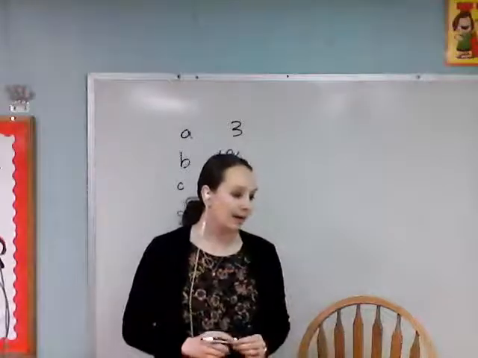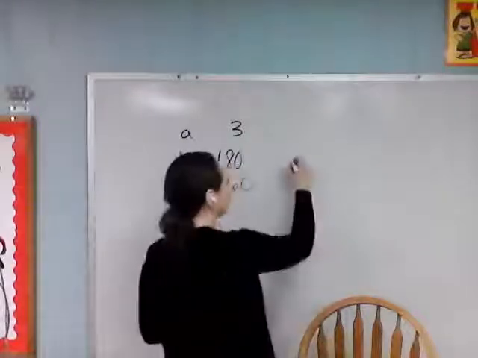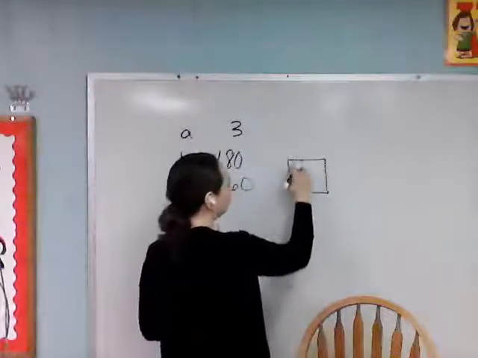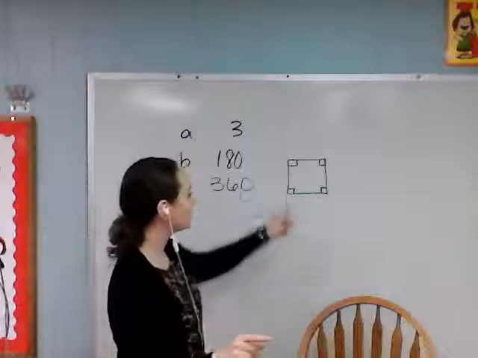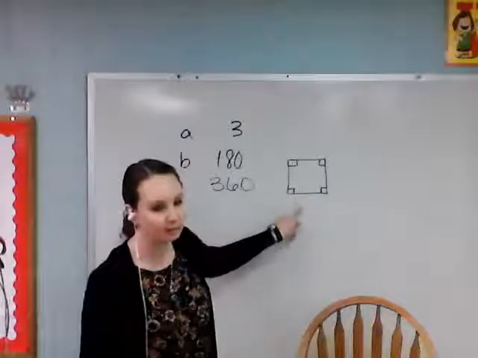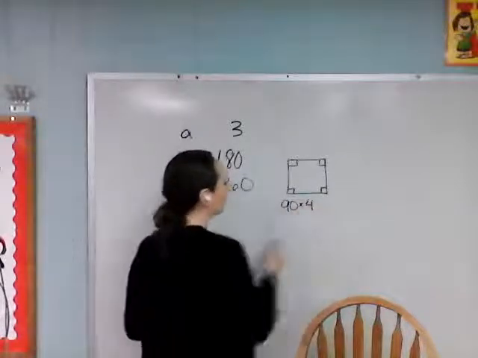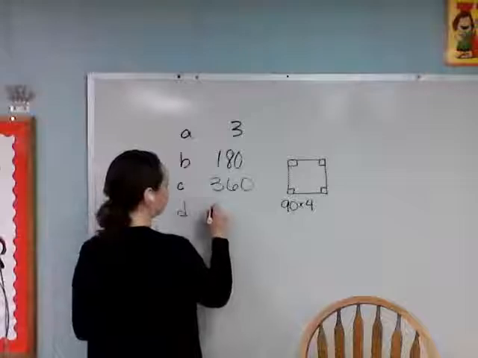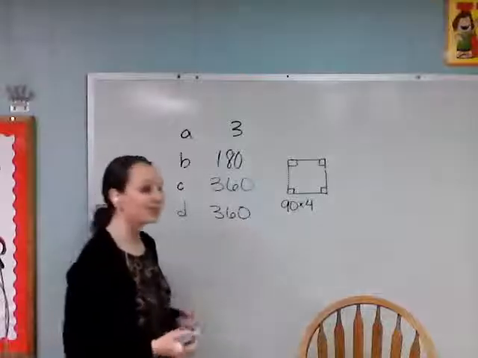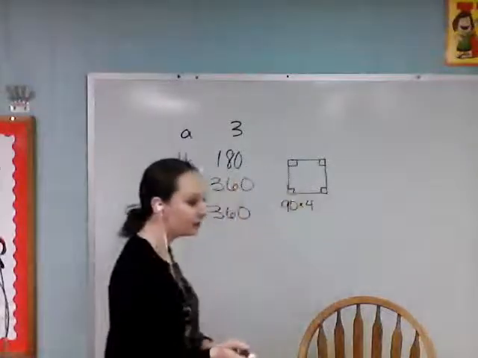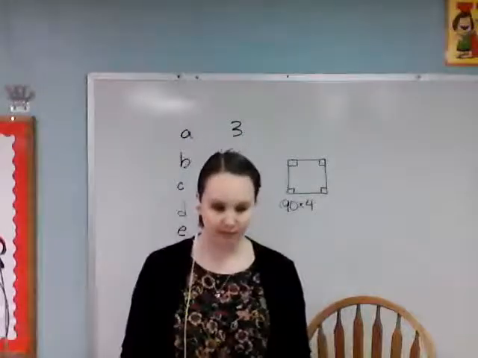The sum of the angles, actually, I don't think we went over this. Let's see if any of you know this. The sum of the angles in a square. Squares have 4 angles, each a right angle. How many degrees is a right angle? 90. And if I have 4 of them, how many degrees is going to be in a square? What's 9 times 4? So D is 360.